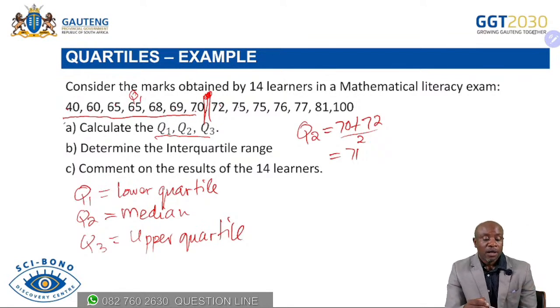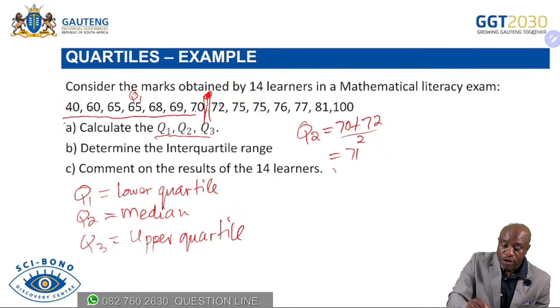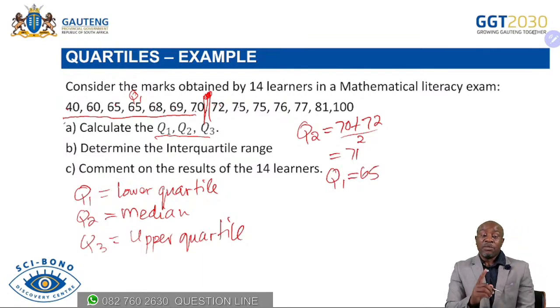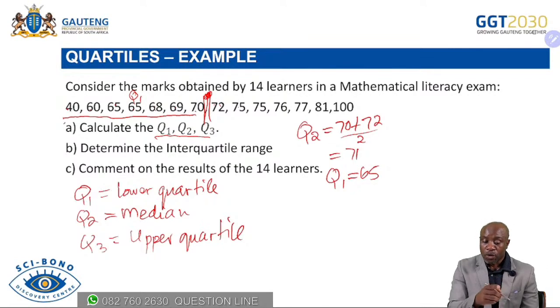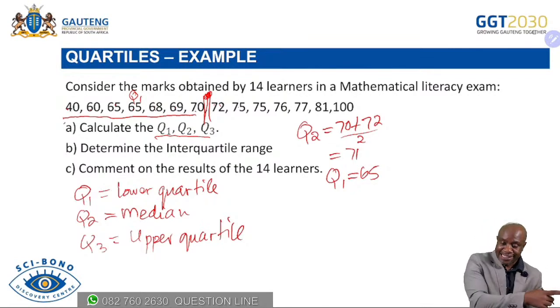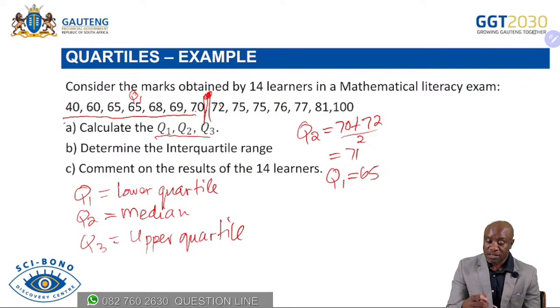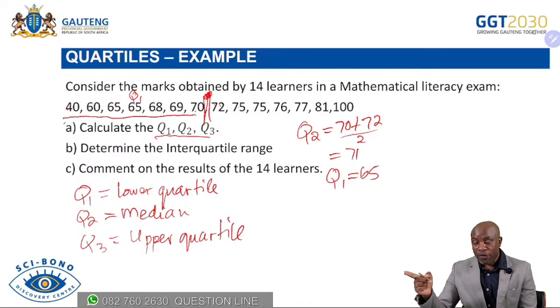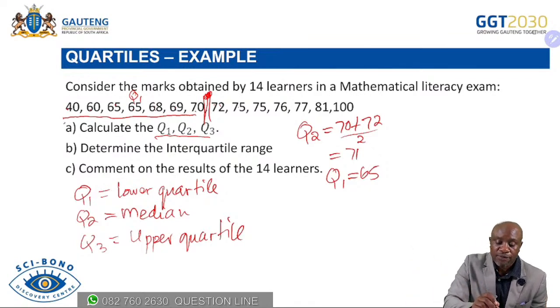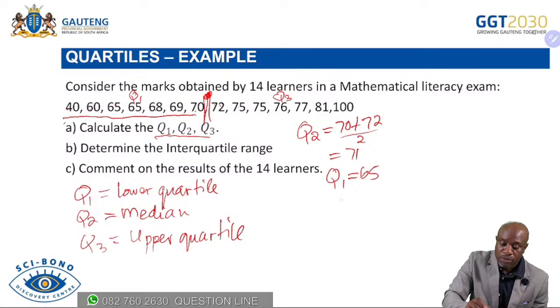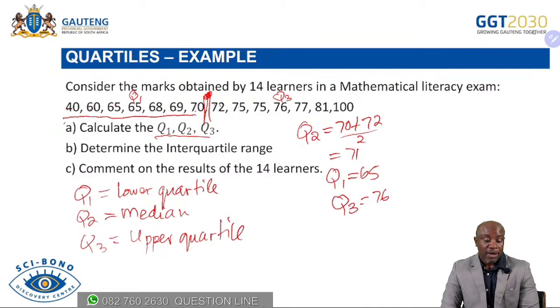I have 3 numbers before the Q1. I have 3 numbers after that Q1. So my lower quartile is actually 65. What does that mean? It means 25% of the scores or the exam marks are less than or equal to 65. And on the other side, you're looking at 75% more than the 65. Now, look at the second half. 1, 2, 3. And this is my Q3. 1, 2, 3. So my Q3 is actually 76. So those are my quartiles.